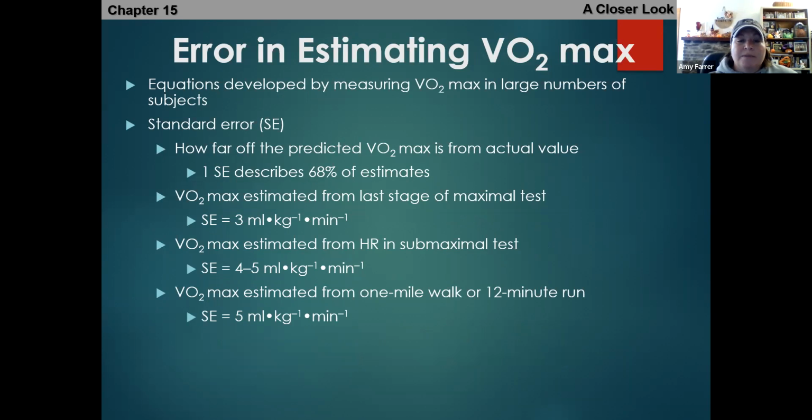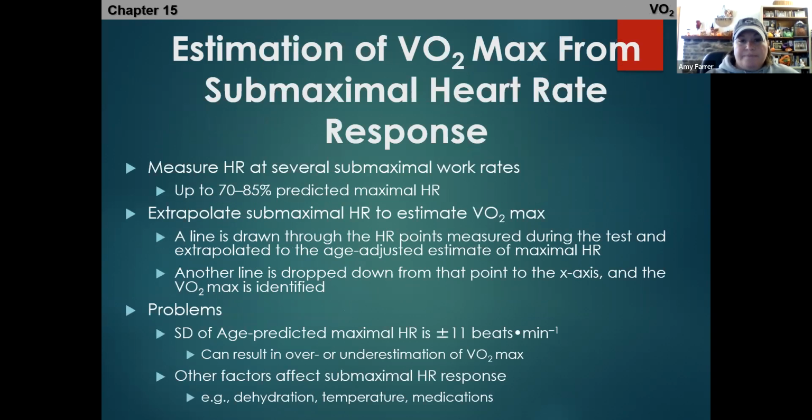If we're looking at a maximal test, we're going to be a standard deviation of like 3 milliliters per kilogram. If we're looking at a heart rate in a submax test, we're going to be closer to a 4 to 5 milliliter per kilogram per minute difference. And if we're looking at just an estimated walk or a 12-minute run, we're going to see almost a 5 milliliter difference. So that standard error is going to be there. We just have to know and accept that it's an estimate.